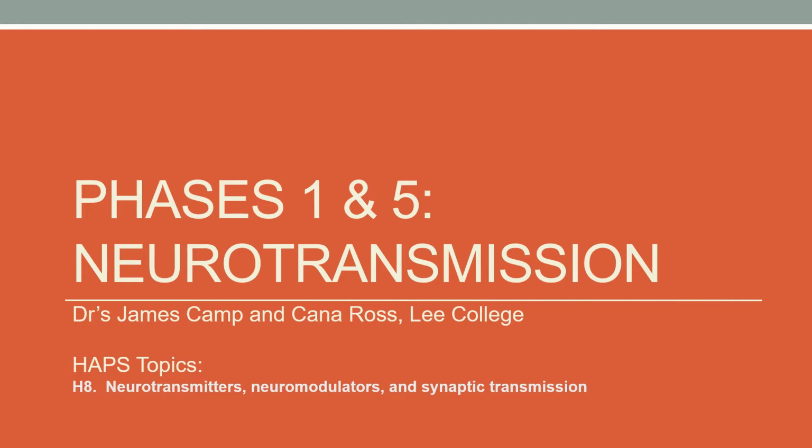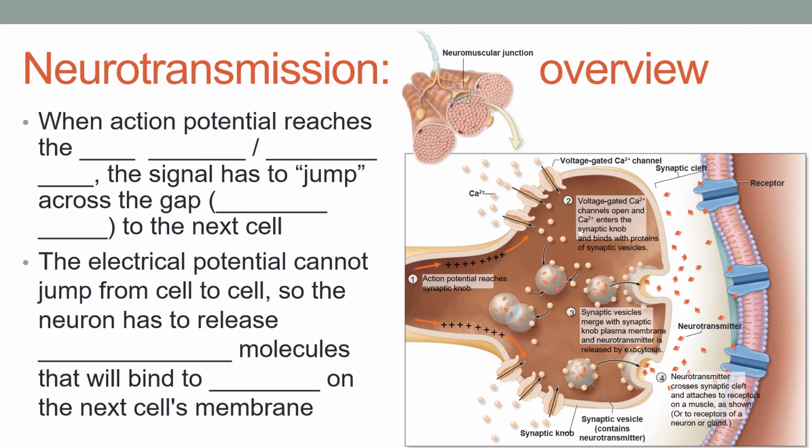We're going to talk about neurotransmitters and synaptic transmission today. As we know, we've got an action potential traveling down the neuron, reaching the synaptic knob. We now have a voltage-gated channel of a different kind. These are voltage-gated calcium channels.